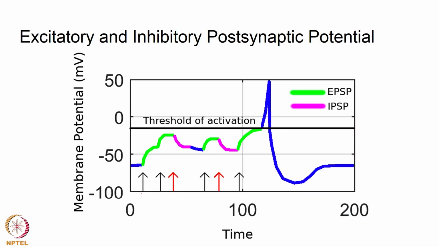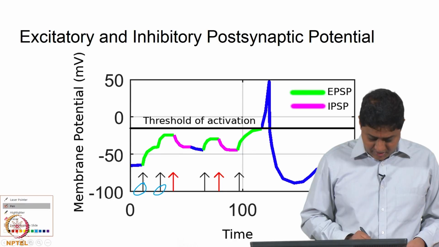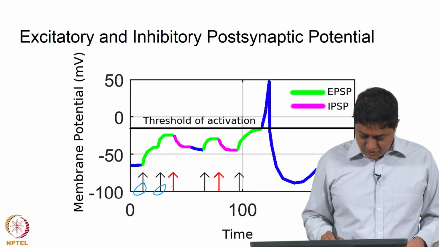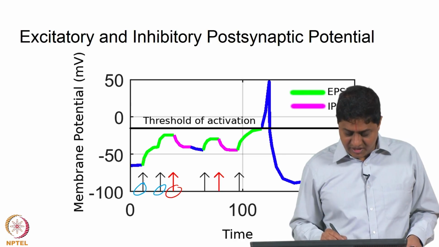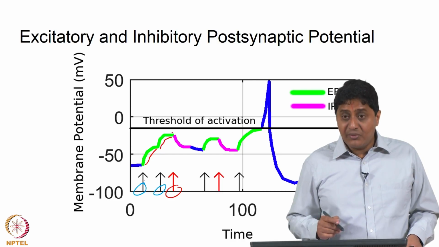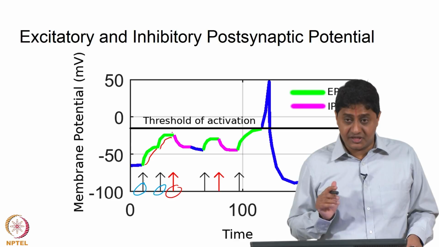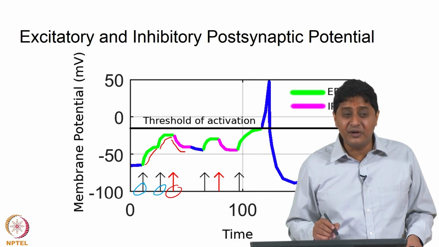Note here the positive or excitatory stimulation is shown in black, like here, and the inhibitory stimulation is shown in red, like here. So, every time an excitatory stimulation happens, there is a depolarization taking the membrane closer to threshold, but whenever an inhibition happens, it is brought farther away, there is a hyperpolarization.